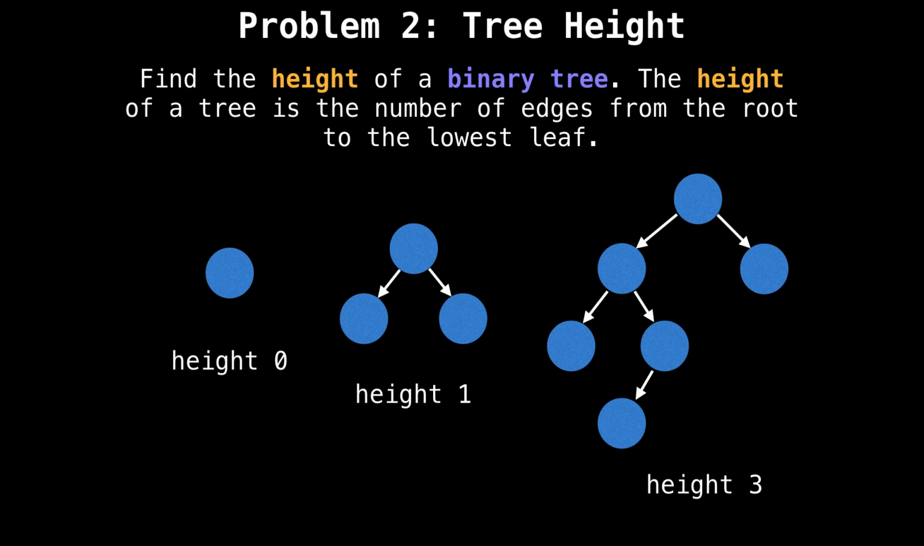Our second problem today is a classic problem in computer science, which is to find the height of a binary tree. The height of a tree is defined as the number of edges from the root node to the lowest leaf of the tree. Here, the leftmost tree has a height of 0 because it has no edges. The middle tree has a height of 1, and the rightmost tree has a height of 3 because the longest path from the root to the lowest leaf is 3.